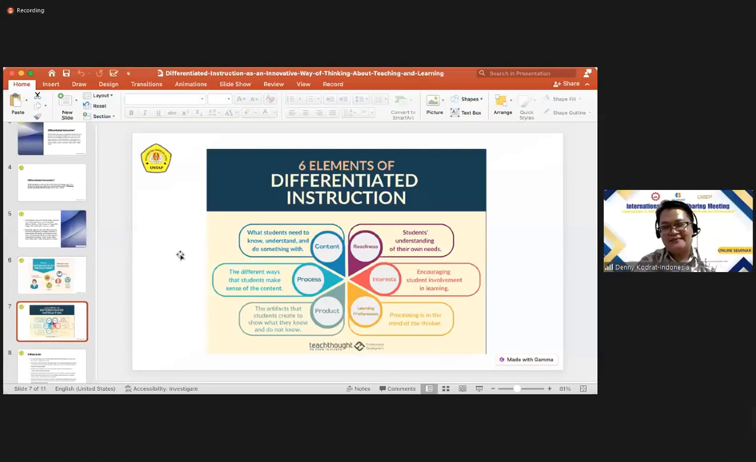And there's the other side, the students themselves. The teacher should consider the students' readiness, students' interests, and also students' learning preferences. So the six elements of differentiated instruction should be comprehended by the teachers. So in the classroom, all students can be accommodated based on their readiness, interests, and learning preferences.